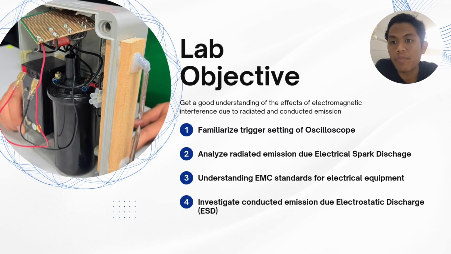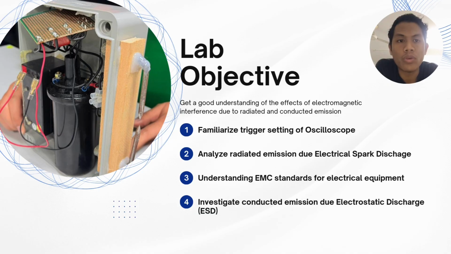Lab objective: get a good understanding of the effect of electromagnetic interference due to radiated and conducted emission. For this experiment, our first objective is to familiarize ourselves with the trigger setting of the oscilloscope. This is important so we can accurately check the electrical signal of a wave that occurs suddenly and quickly. The next is to analyze radiated emission from electrical spark discharge. This spark causes strong interference and can spread through the air, interfering with other electronic equipment.